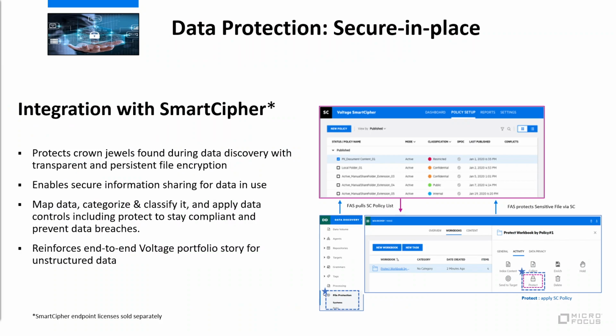Data protection, secure in place. A data privacy officer or a compliance manager can now protect our identified sensitive data within File Analysis Suite and ensure data in use is protected at source using Voltage SmartCipher transparent file encryption directly inside File Analysis Suite. And this ensures data protection beyond the boundaries of the network and secure information sharing.